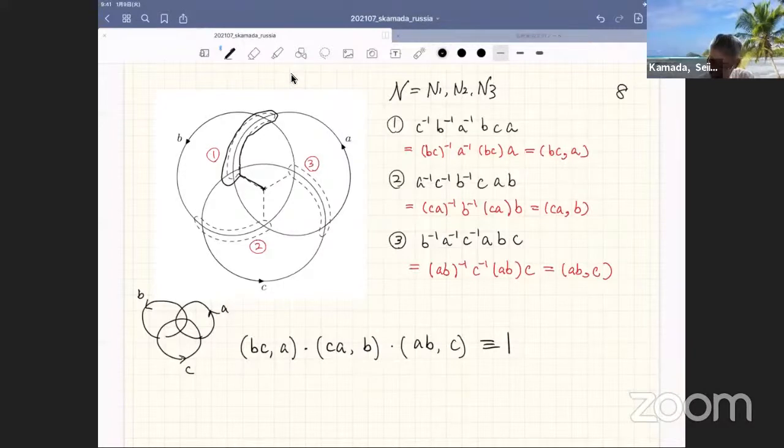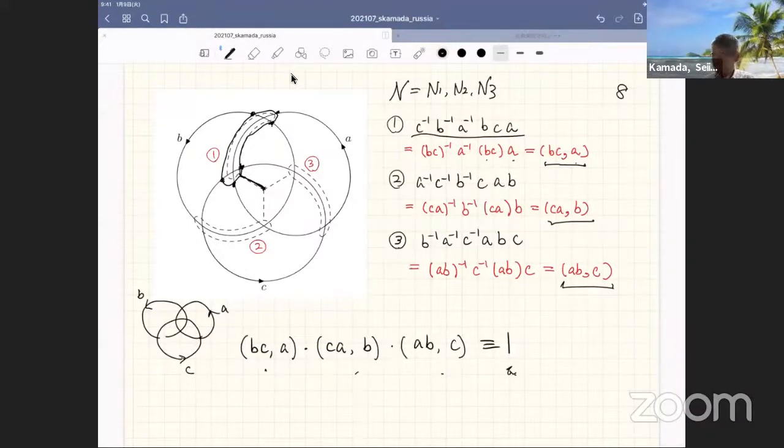Then the intersection word is first intersection C inverse, and this is B inverse, and A inverse, and B, and C, and this point is A. We have this one, and this is given like this: BC inverse, A inverse, BC, A. So it is a commutator of BC and A. And similarly, for the second noose, we have a commutator, CA and B. And for the third noose, we have a commutator, this one. And the product must be the identity.